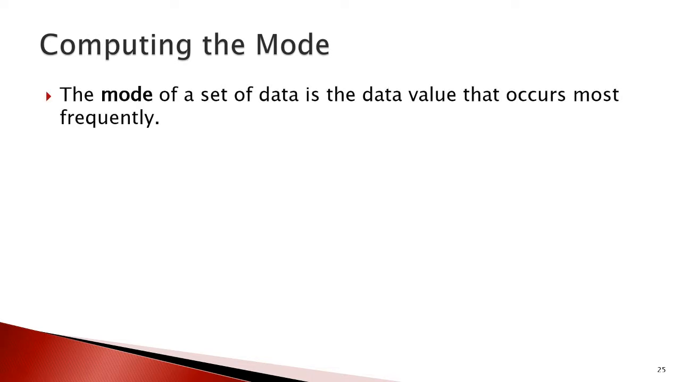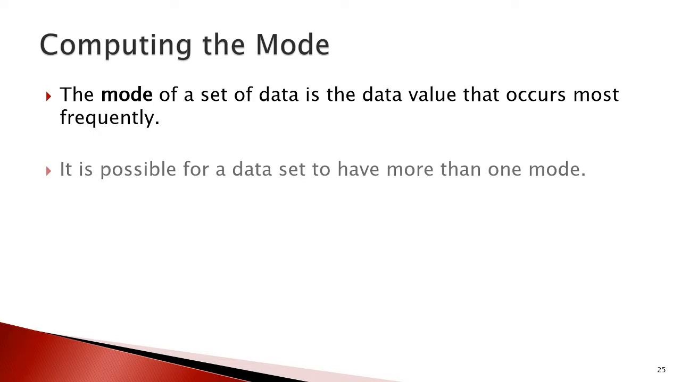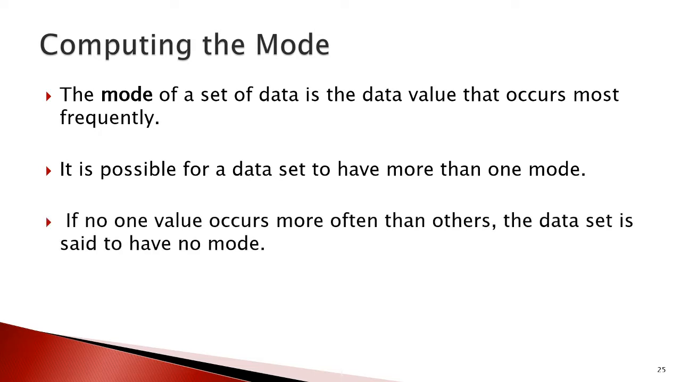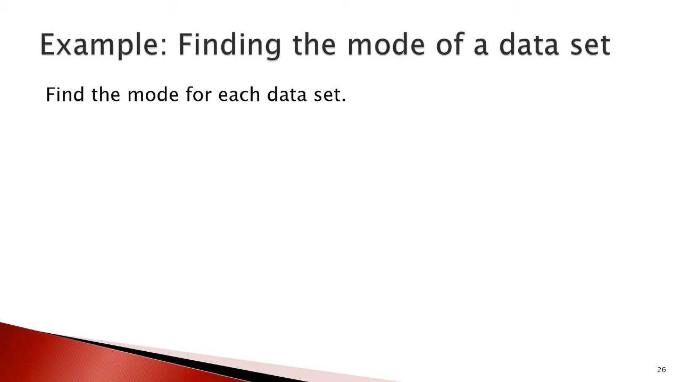So the final measure of central tendency is the mode. The mode of a set of data is the data value that occurs most frequently. It is possible for a data set to have more than one mode. And if no value occurs more often than others, the data set is said to have no mode.